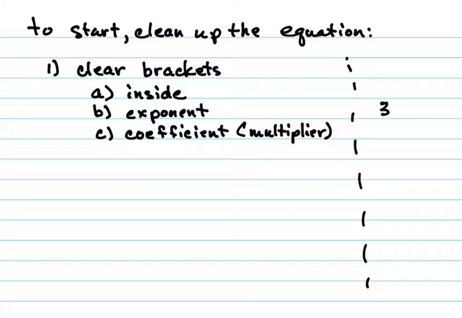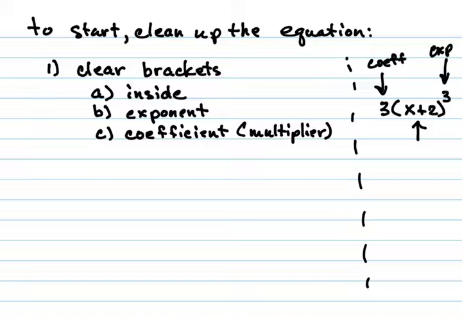So for example, you might have 3 times x plus 2 raised to the 3rd power. Clearly that x plus 2 is the inside. The 3 out there is your exponent. And this 3, because it's right up against the bracket, anytime you have something side by side like that with no operation symbol at all, always indicates multiplication. So that 3 is your coefficient, your multiplier.